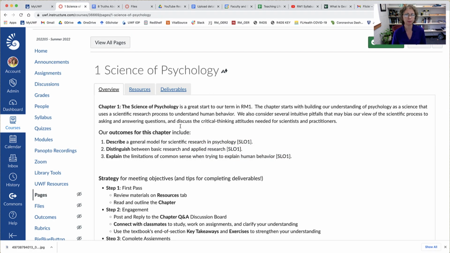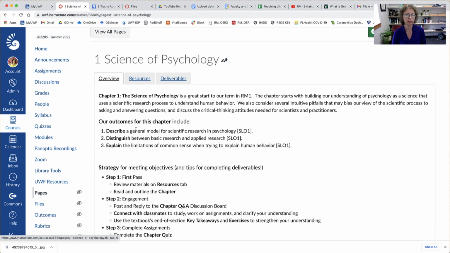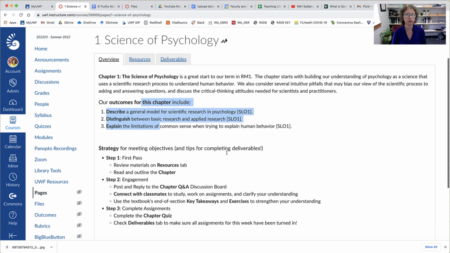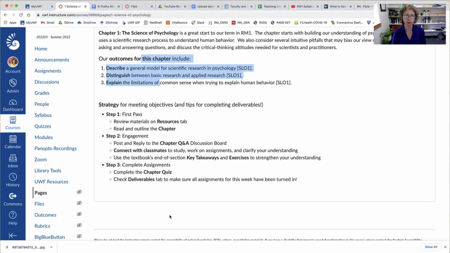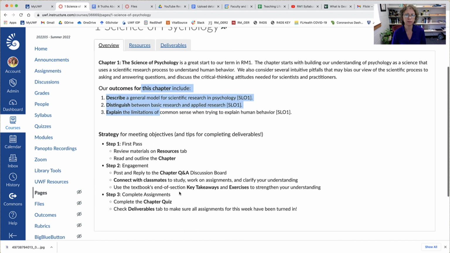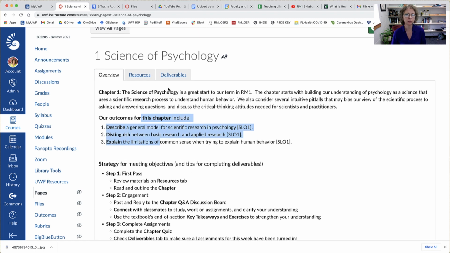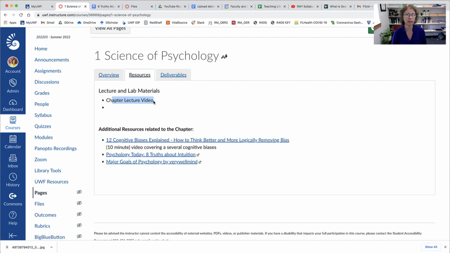So here's our chapter page for chapter 1. Again, the overview gives us the learning outcomes. It has the just general strategy that I would say for helping you complete the tasks and the learning objectives for each week. In the resources, here's where the lecture video will be linked, and the extra items that I thought you might find interesting that are related to our information for this chapter.